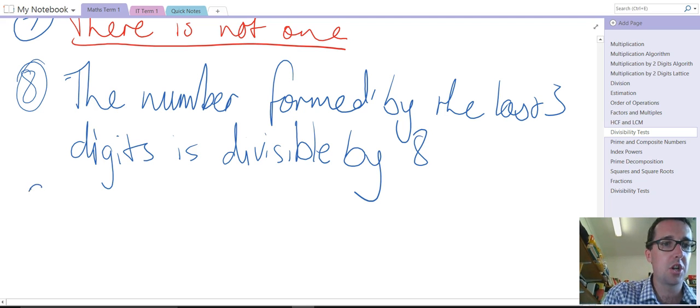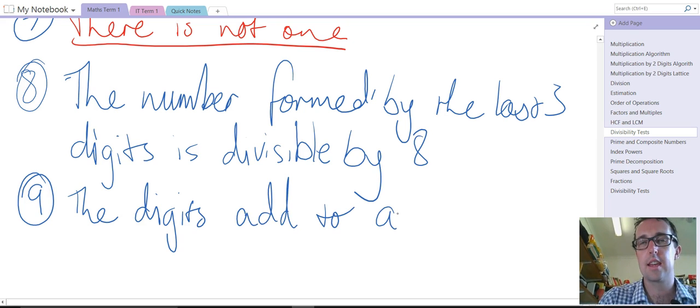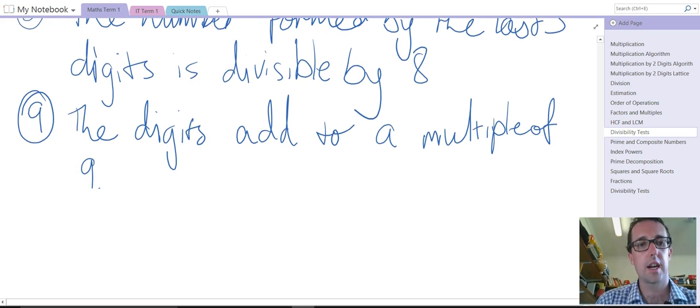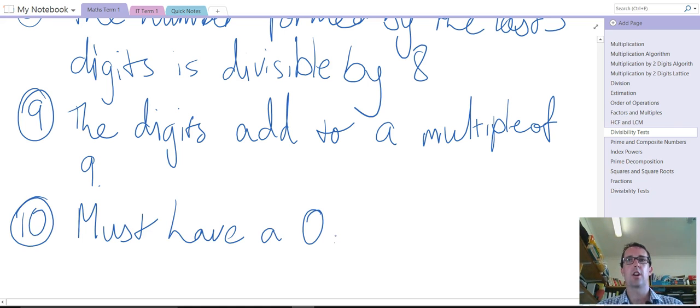Number 9, similar to 3, the digits add up to a multiple of 9. So you can see already where this idea of factors and multiples is coming in really handy. Okay, last one, 10. You've got to have a 0 on the end.